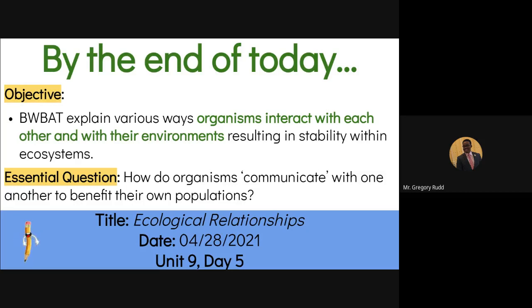Yeah, let's go ahead and get started. So the title of today's lesson is Ecological Relationships. The objective is to be able to explain various ways organisms interact with each other and with their environments, resulting in stability within ecosystems. We've talked about how ecosystems have changed, both as a result of natural events as well as a result of human activities. Today, we're going to be thinking a little bit about what the natural order and dynamic is between living organisms throughout various ecosystems. The essential question today is, how do organisms communicate with one another to benefit their own populations?